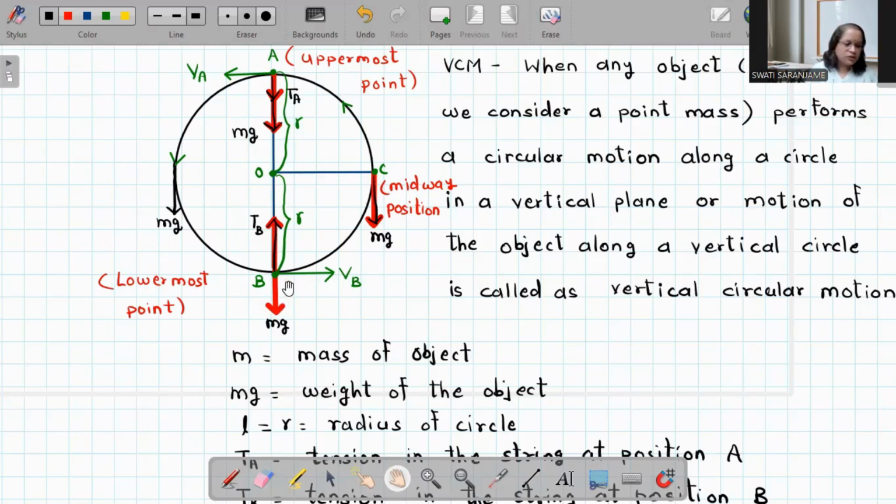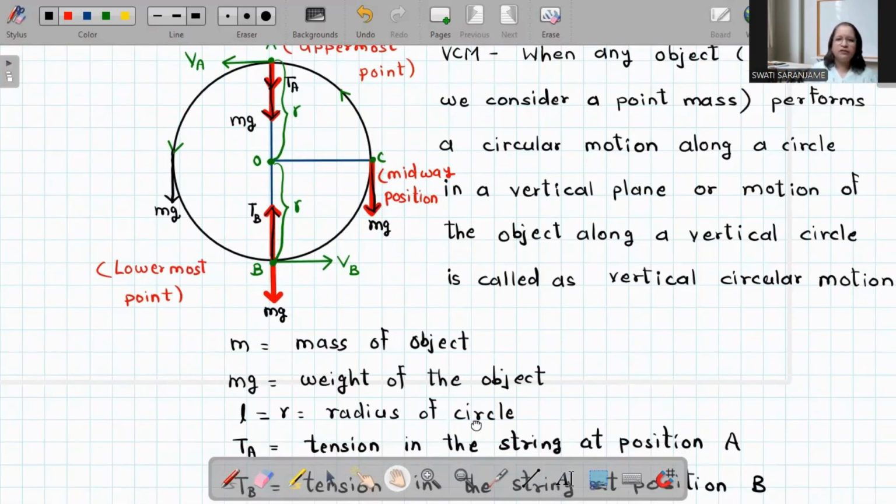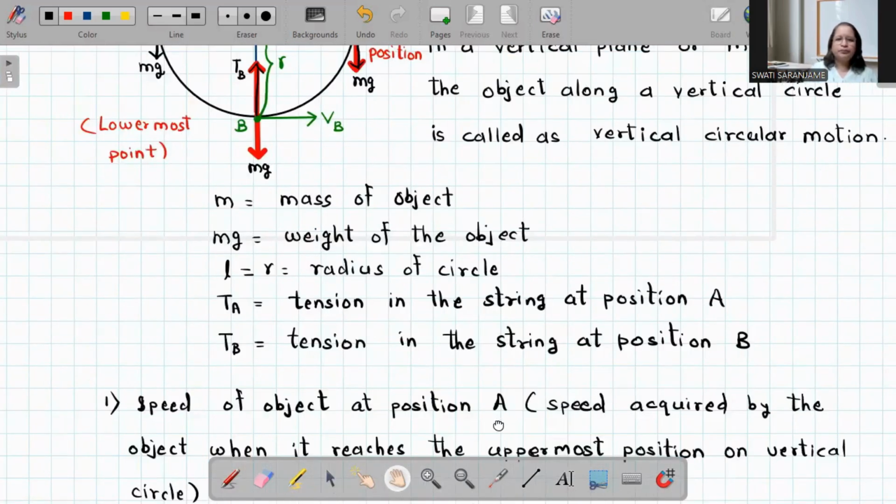So for this position, what equation can we write, which is balancing? Now the resultant of these two is providing the necessary centripetal force to keep the object continuing its motion, or to continue its vertical circular motion like this. So let's write that equation here.